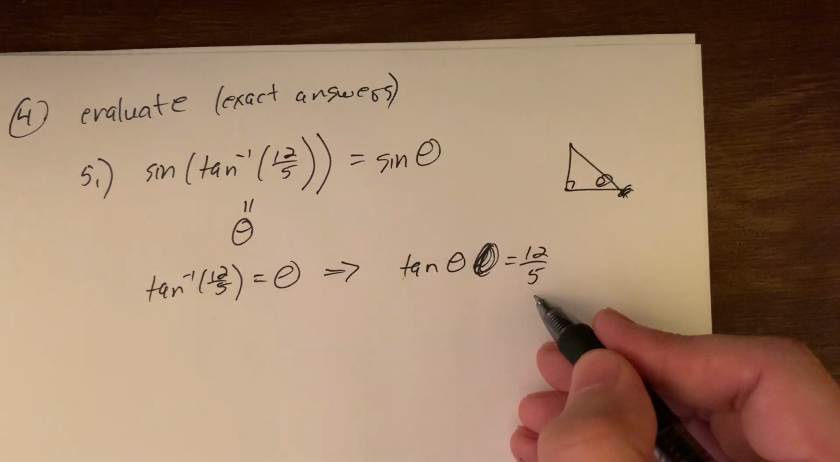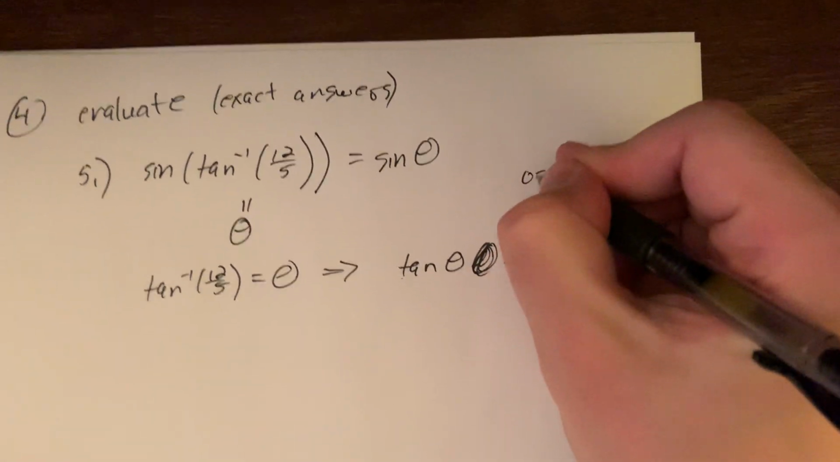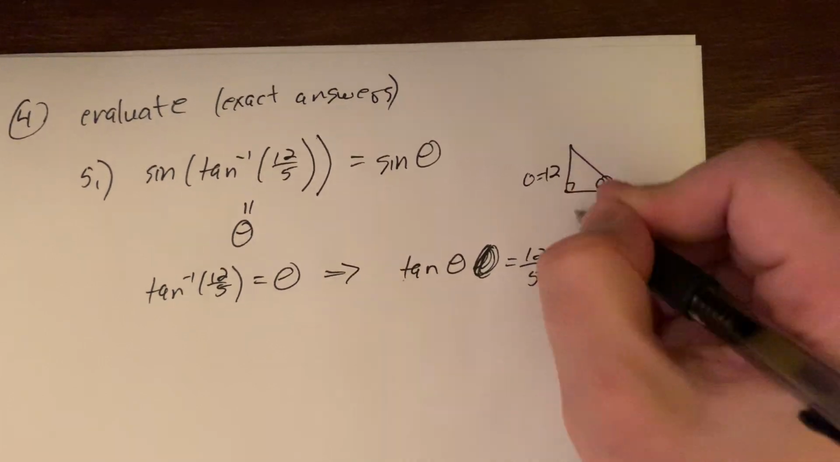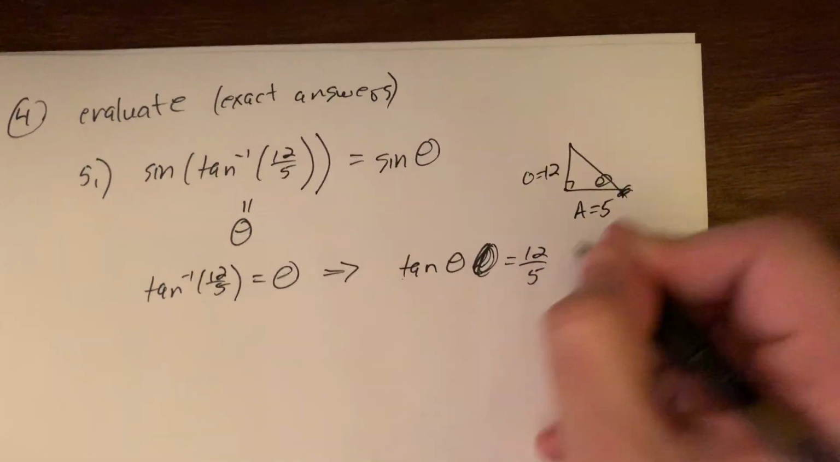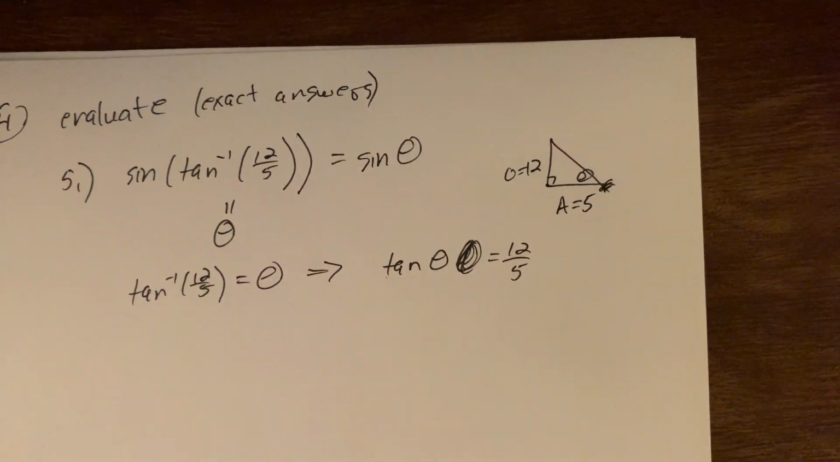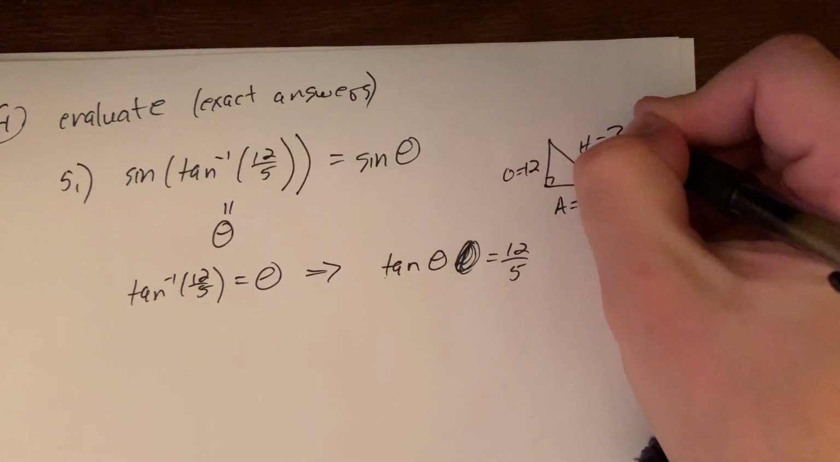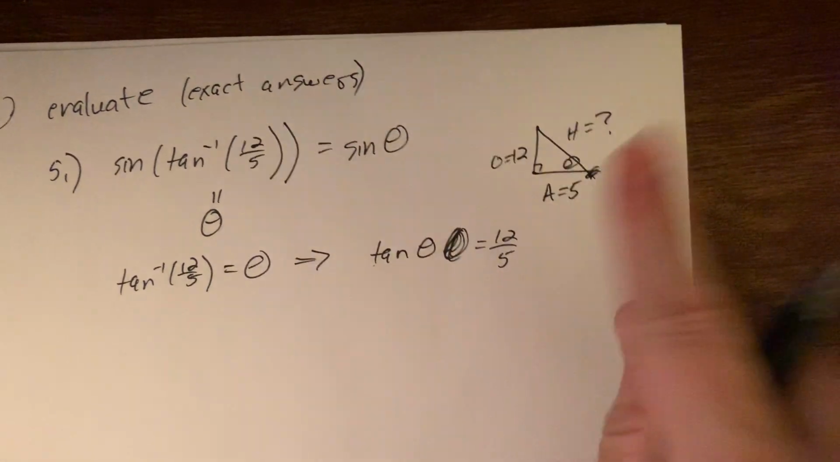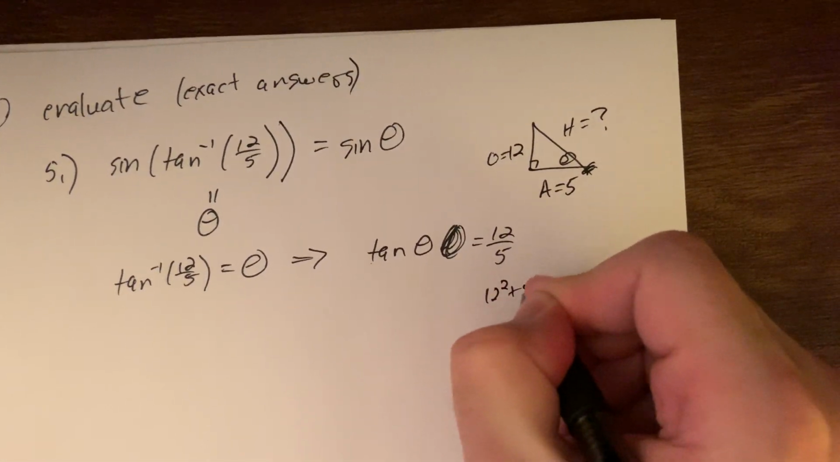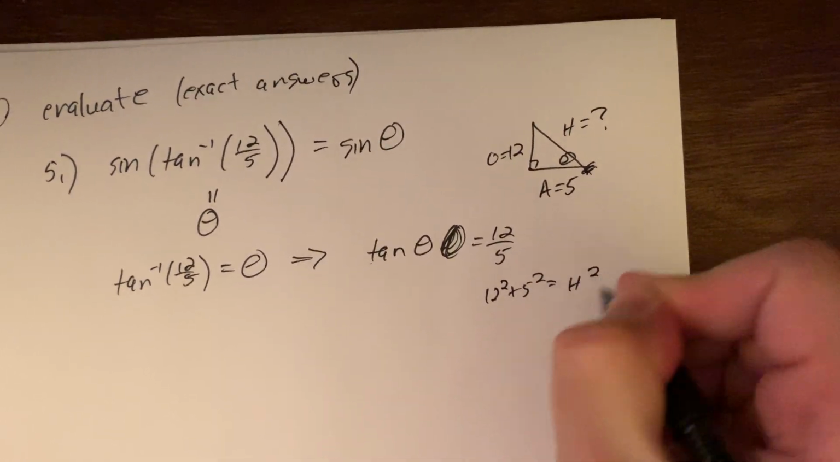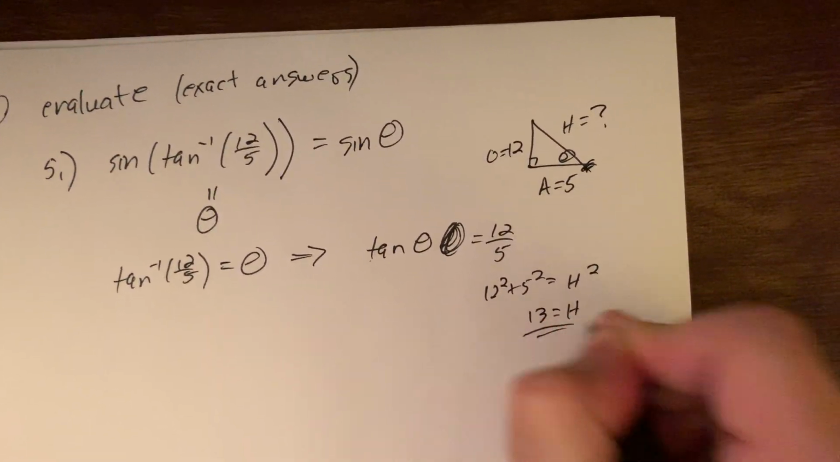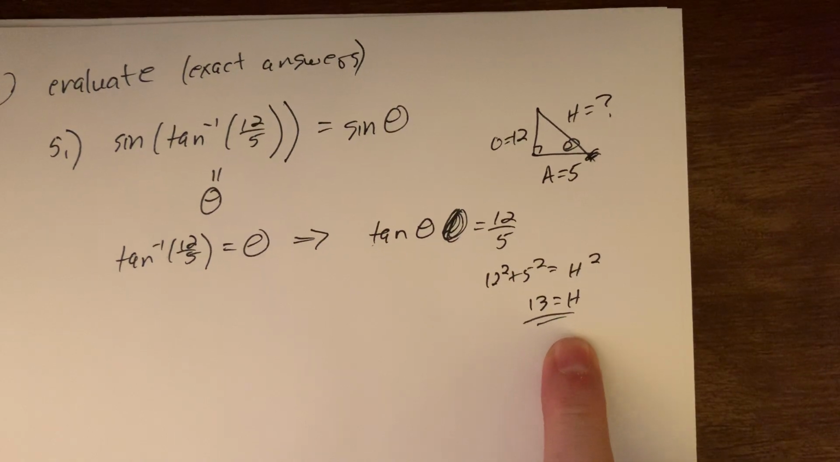Well, I know tangent, so 12 is the opposite side. A, the adjacent, would be the 5. I need the hypotenuse. I do a little Pythagorean theorem. 12 squared plus 5 squared equals h squared. I'd end up with a really nice clean 13 as h.